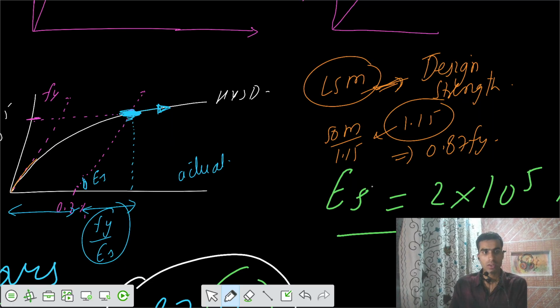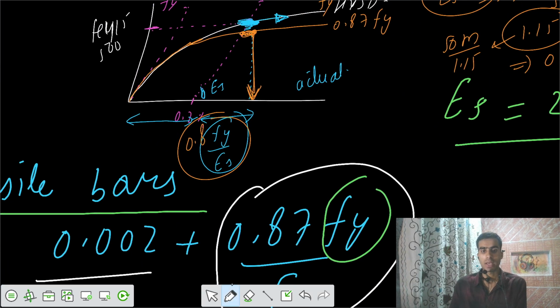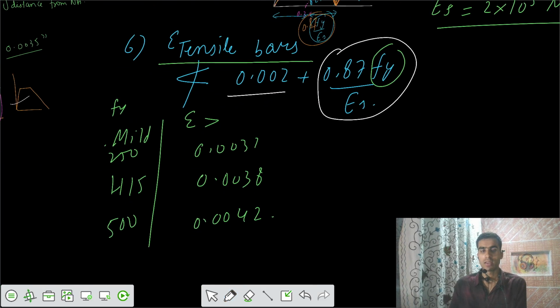So if this was your actual curve, after that we had to apply a factor of safety such that I am reaching some 0.87 Fy stress. If this was Fy and this one is 0.87 Fy, corresponding to this value the strain here would be only 0.87 Fy by Es. So this was the equation from the IS code. The strain in the bars should be more.